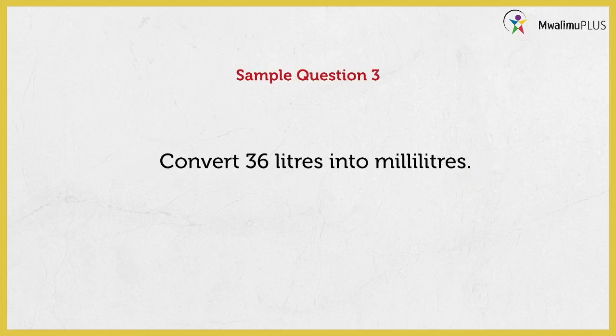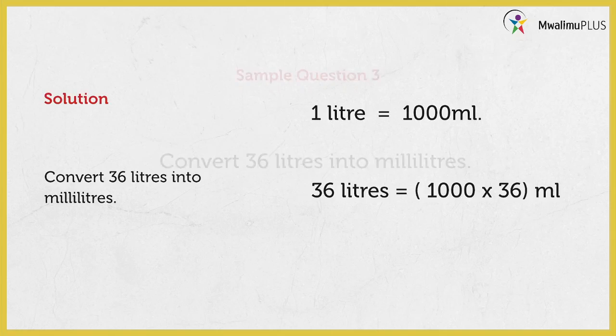Let us look at this question, learners. Question number 3. Again, the question is asking us to convert 36 liters into milliliters. What do we do? The same process. We ask ourselves, what if I have 1 liter? This 1 liter is equivalent to how many ml? So it's good to say that 1 liter is equal to 1000 ml. What if I have 36 liters? This will be equivalent to how many ml?